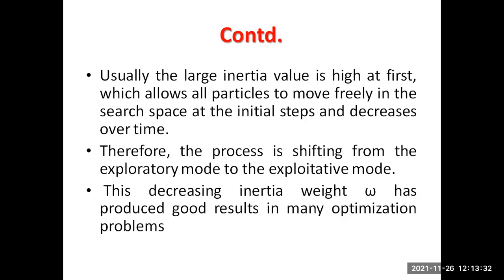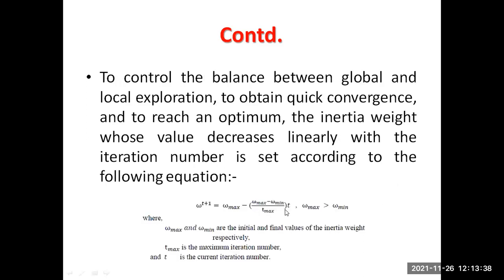This decreasing inertia weight W has produced good results in many optimization problems, so it was found suitable. To control the balance between global and local exploration, to obtain quick convergence and reach an optimum, the inertia weight, whose value decreases linearly with the iteration number, is set according to the following equation. Finally, it was resolved that the omega value is updated from a very high initial value to a lower value.